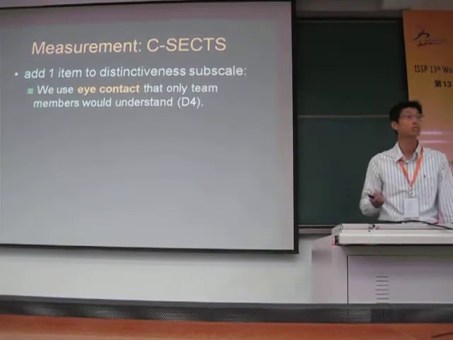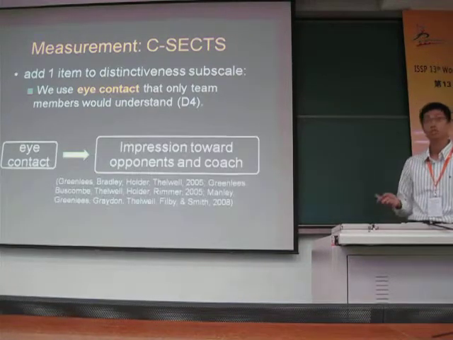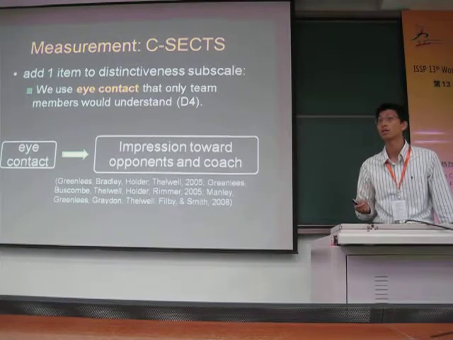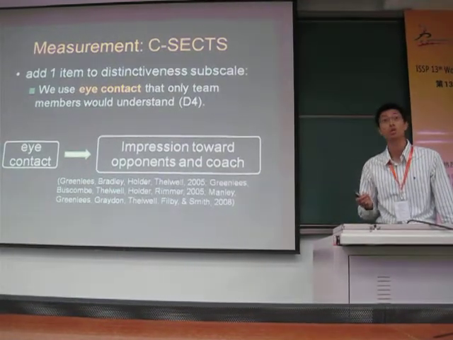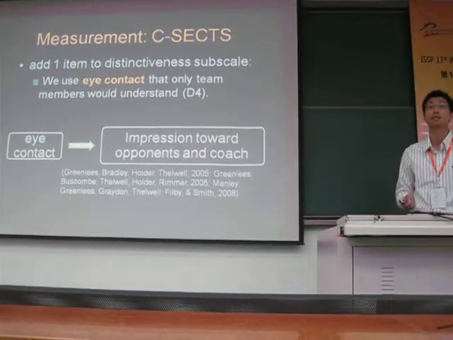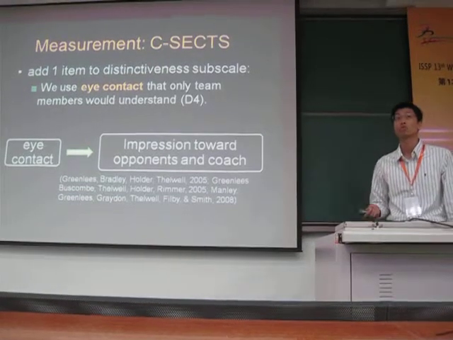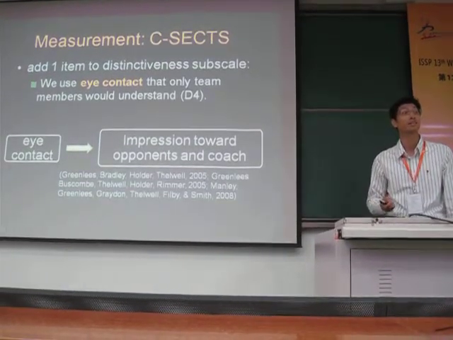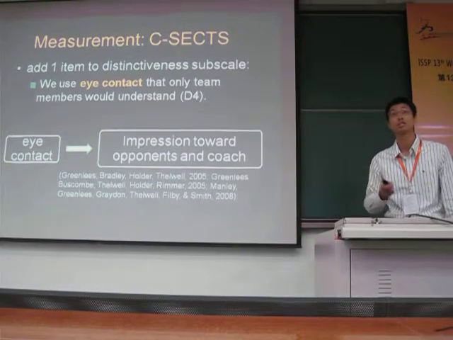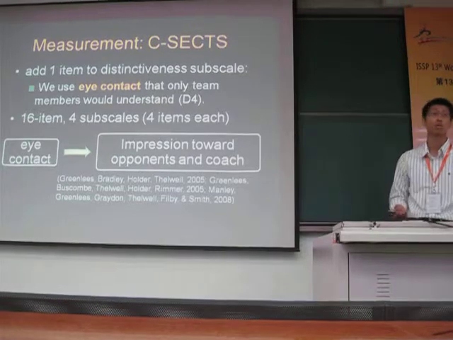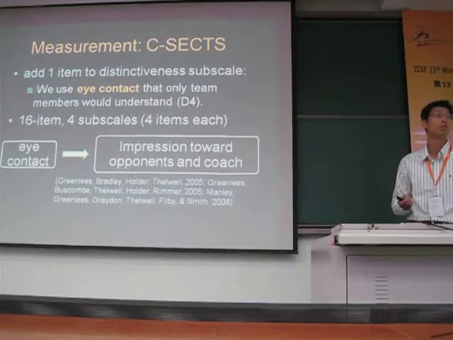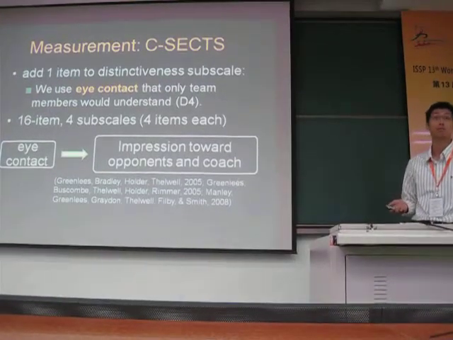We made this decision for two reasons. The first reason is that past research showed that eye contact behavior would influence athletes' impression toward their opponents and coaches. The second reason is that when Sullivan and colleagues revised the second version of SECTS, their purpose is to balance the number of items in every subscale. So initially, the Chinese version has 4 subscales, and each subscale contains 4 items.